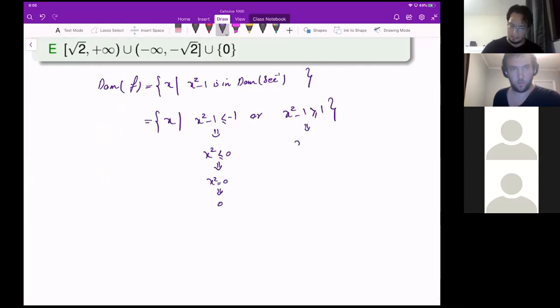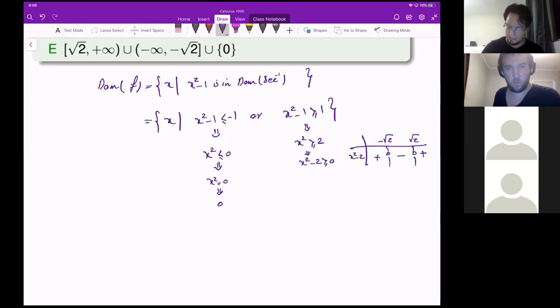For this one, we see that x squared can be bigger than or equal to 2. And this means that we are trying to solve x squared minus 2 bigger than or equal to 0. So find the sign table for x squared minus 2. Over here, this is 0. This will be plus, minus, plus. So this will give me either x is less than or equal to -√2, including that, or it will be √2 up to plus infinity.